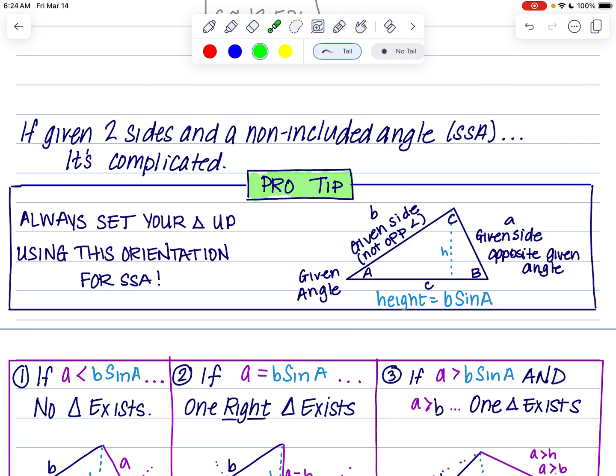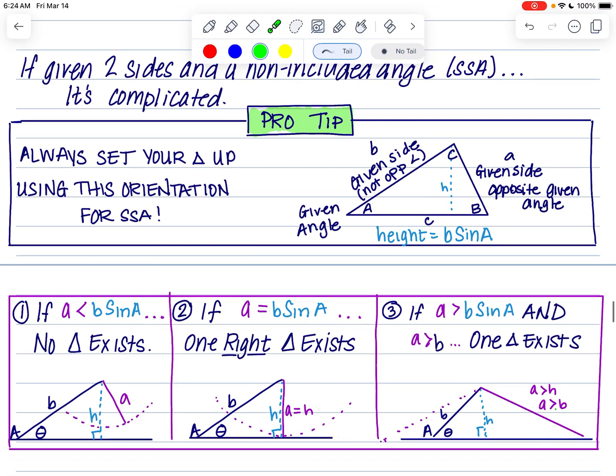The sine is the opposite over the hypotenuse. So the sine is h over b. So that means my height, if I solve that h over b, is going to be b times the sine of A. But generally speaking, it's going to be your given side, this side right here, multiplied by the sine of whatever this given angle is. Okay, so this is part of the reason why I want you to set it up in this orientation.